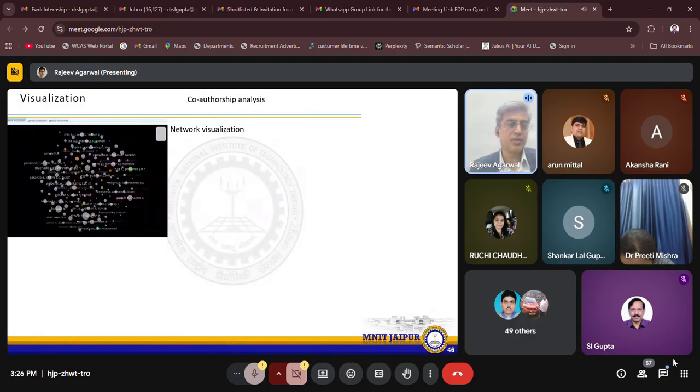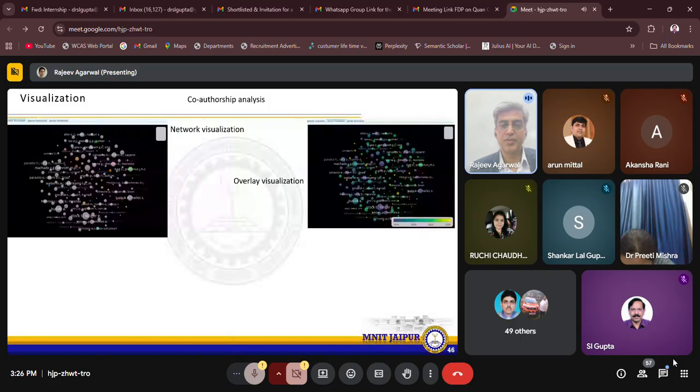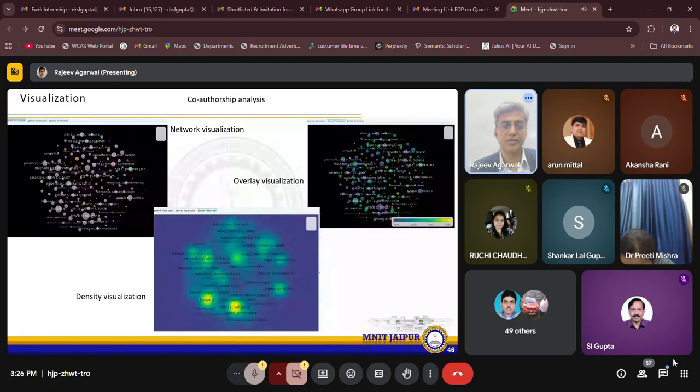So this is one kind of network visualization. This is another kind, overlay visualization. This is the third kind. So you can see, sir, how to read that. You can see this is the bigger circle. Here one author is there, Kozek. These are the lighter, brighter and bigger circles where these authors have significant contribution. Similarly here.